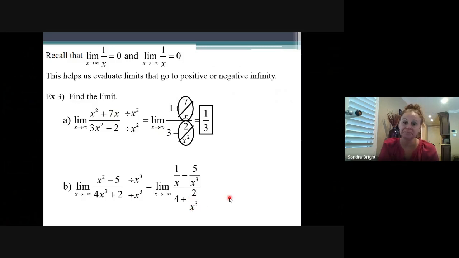And then when I plug in negative infinity in there, the limit of 1 over x as x goes to infinity is 0. So this will be 0. 5 over x cubed goes to 0 even faster. So you'll have a 0 minus 0 on top. On bottom, you'll have a 4 plus the limit as x goes to negative infinity of 2 over x cubed, which is also 0. And so you end up with 0 divided by 4, and 0 divided by anything is 0. Well, as long as it's not 0 divided by 0. But 0 divided by 4 is 0.